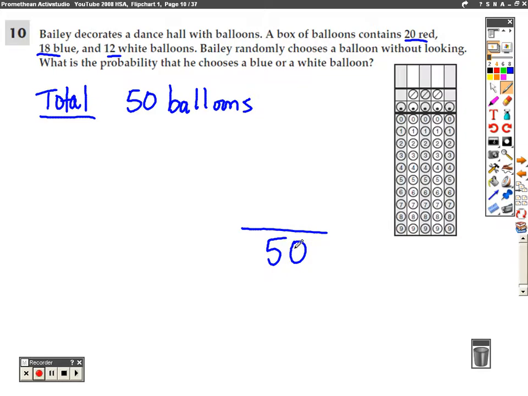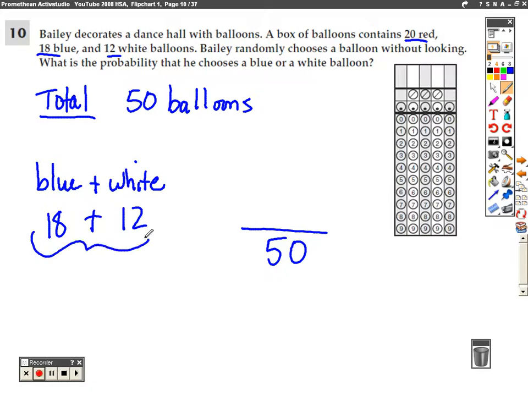The next part of the problem asks us, what is the probability that he chooses a blue or a white balloon? So we need to take the number of blue balloons and add it to the number of white balloons that are available in the bag. According to the problem, there are 18 blue balloons and there are 12 white balloons. So if we add 18 and 12, we get 30. So the probability that Bailey would choose a blue or a white balloon is 30 out of 50.